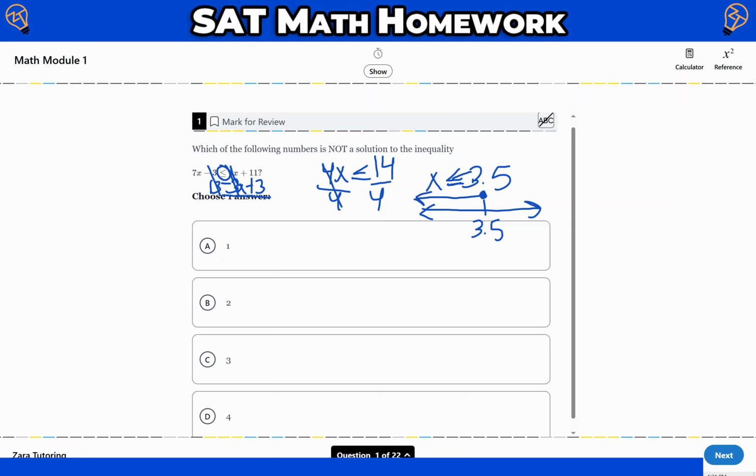You could see that, again, the numbers of 3, 2, and 1 would all be in this direction, whereas 4 would be in the opposite direction. Again, we get our correct answer is D.